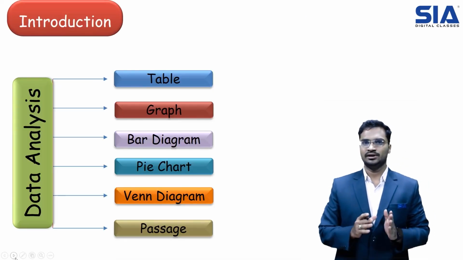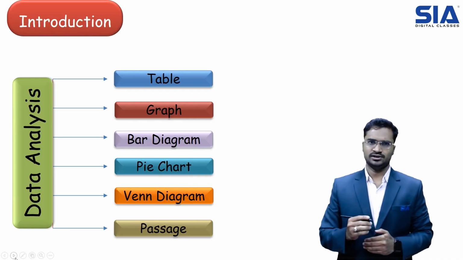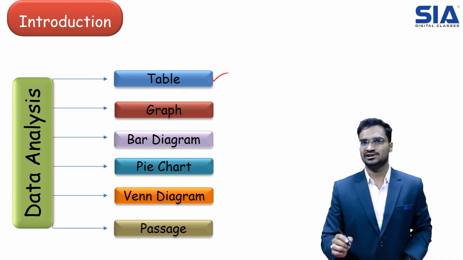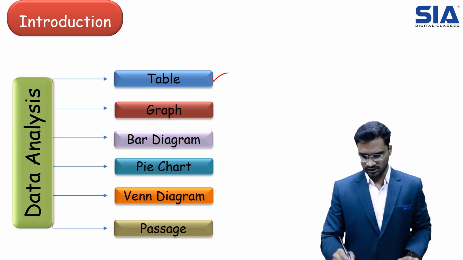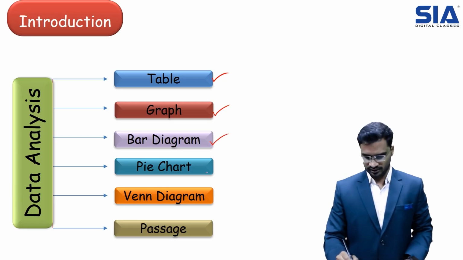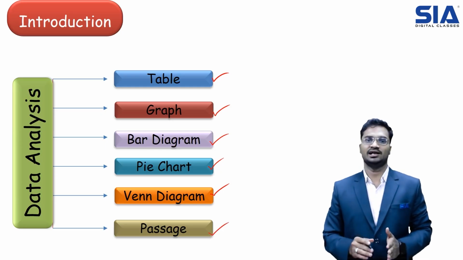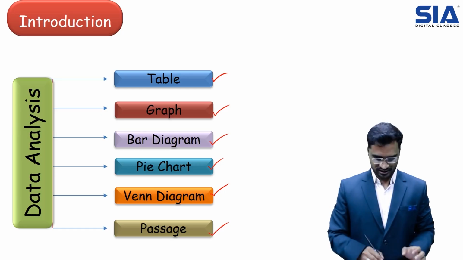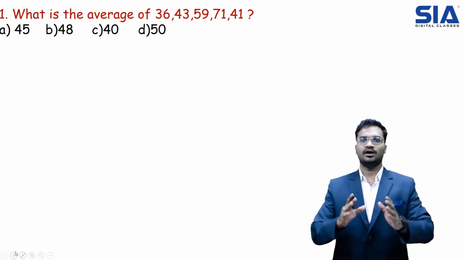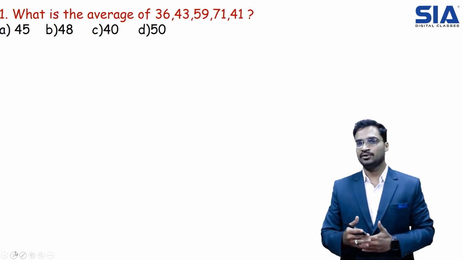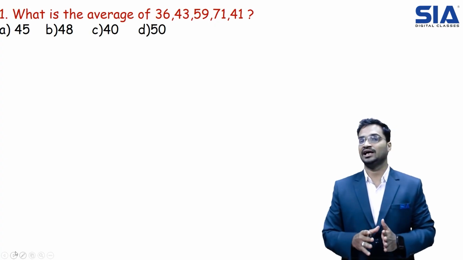Before going into this data analysis, we have to know how many types of data analysis are available. There are many types, in which tabular DI or tabular data analysis will be asked in our questions, or graph DI, then bar diagram DI, then pie chart, then Venn diagram, and sometimes they will ask passage based data analysis questions. So this is the introduction of data analysis and what type of questions can be asked in this topic.